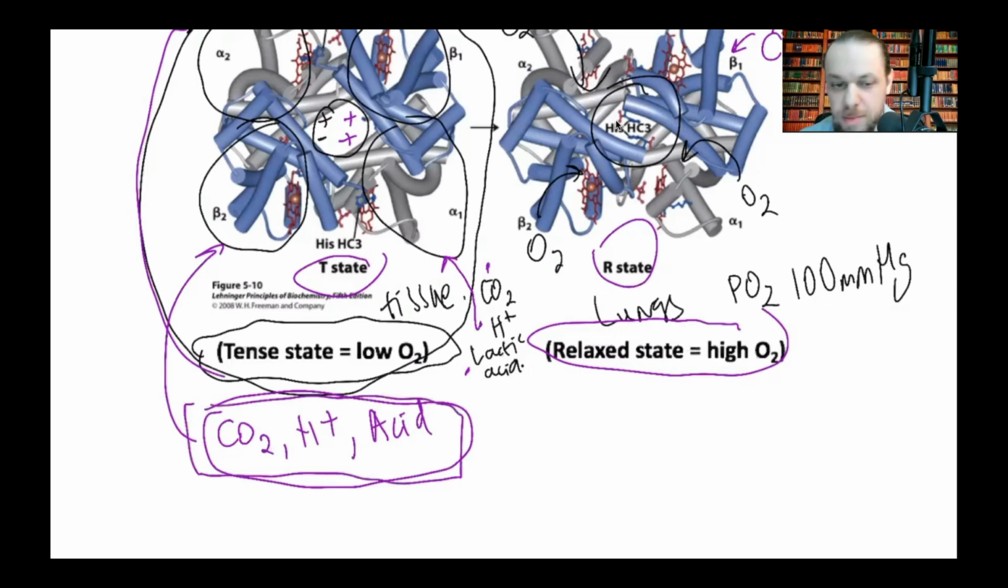Why? Because tissues are metabolically active. They're making carbon dioxide, they're making hydrogen ion, they're making lactic acid, right? Carbonic acid. And all this acidosis, all these factors will switch from relaxed to tense state. The tense state will cause a right shift on the oxyhemoglobin dissociation curve. And the tense state wants to give off O2, right? You see how it says low O2? Because in this state, it doesn't want to bind. It wants to get rid of it. And all this is called the Bohr effect.